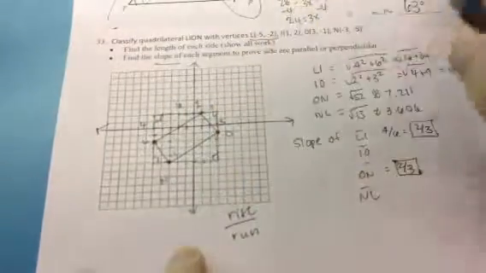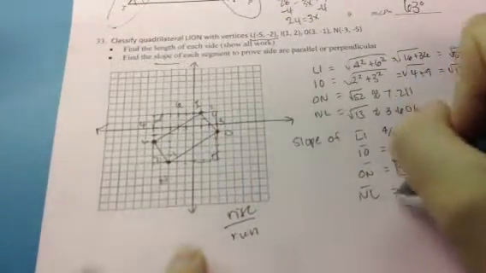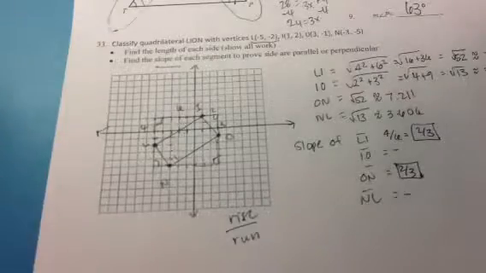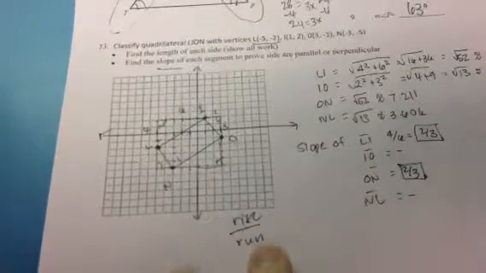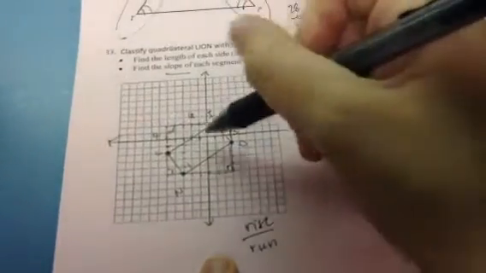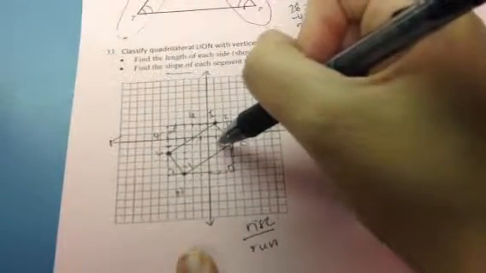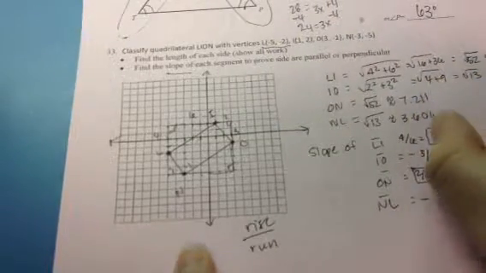IO and LN both have negative slopes. So when you take a look at those, both of those slopes are negative because from left to right, they're going down. So I could think of it as going down 3 over 2. So both of their slopes are going to be negative 3/2.